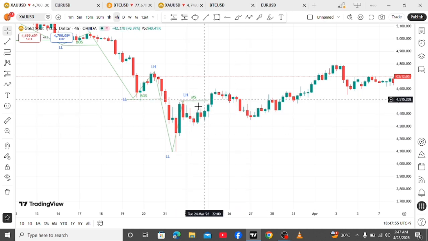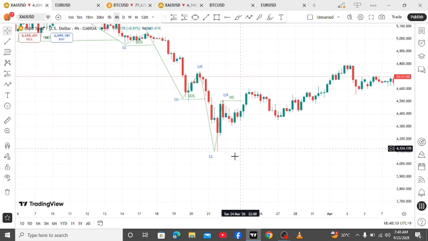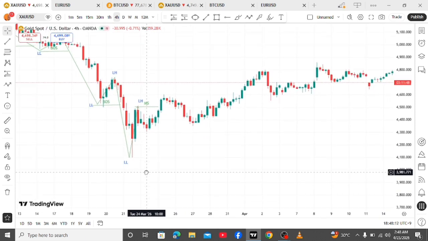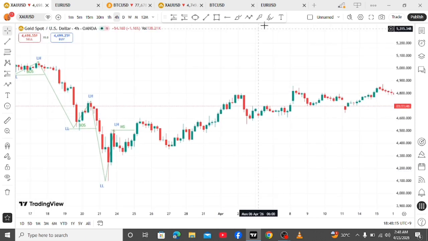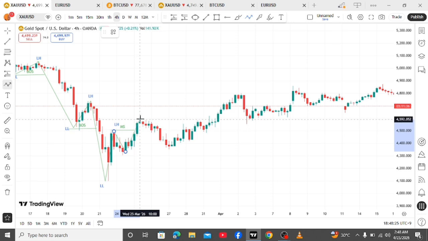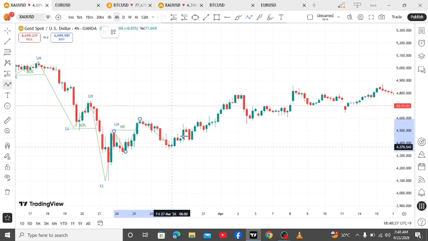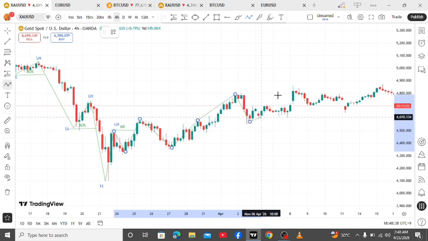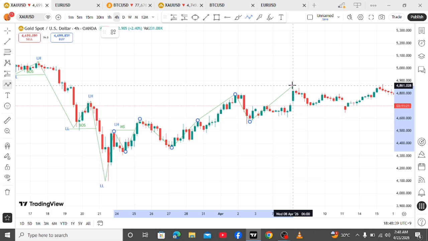Why is there a market shift? Because the market didn't break lower. It's about to go up now. It's no more going down. This market is about to go up. So what do we expect from here? We expect higher highs and higher lows from this point. So the market broke, causing a market shift, and then higher high, higher low, higher highs, higher low, higher high, higher low.